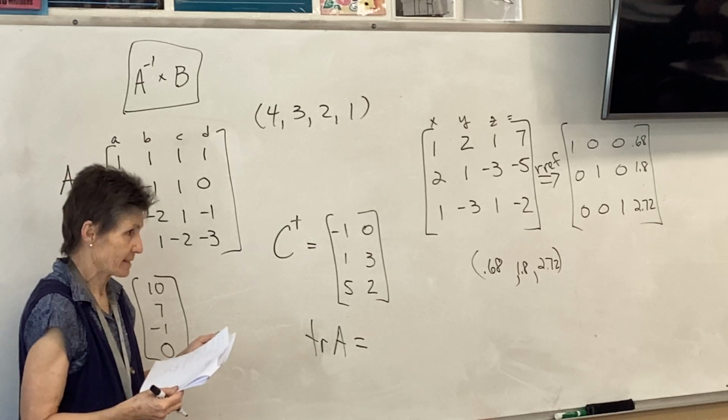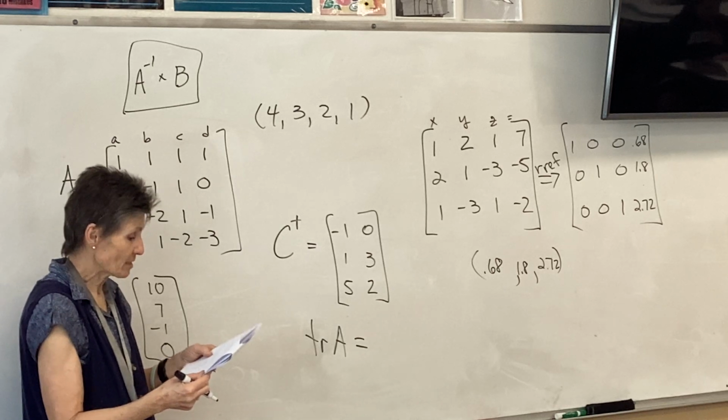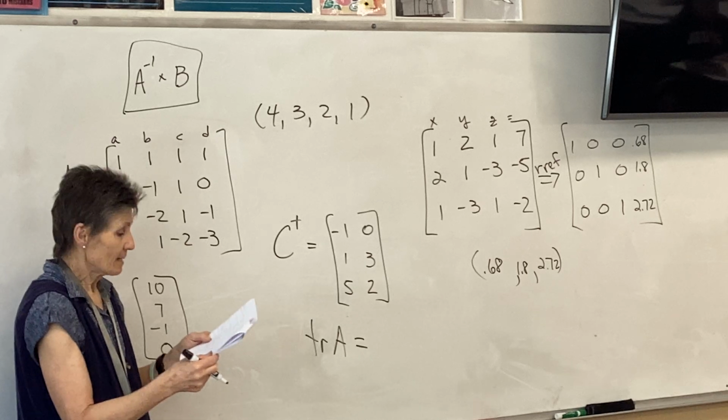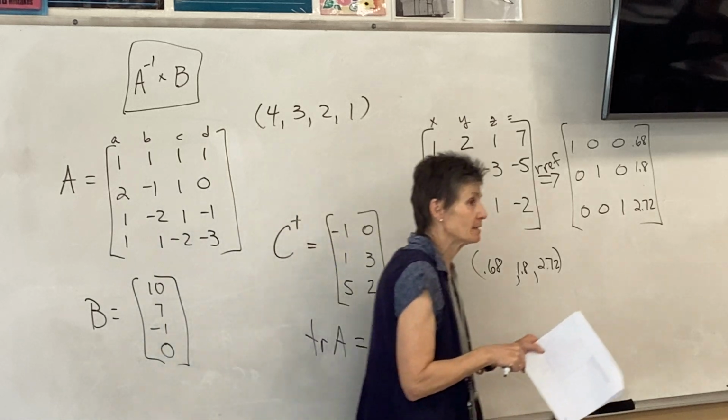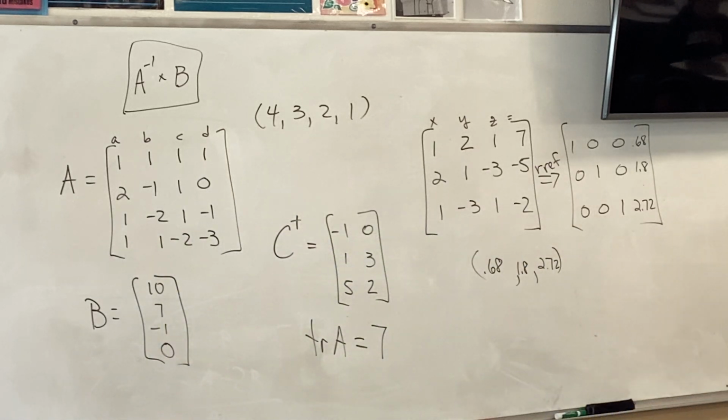That's the trace. For this problem, it would be 7. How did I get 7? Look at matrix A and add up the numbers on the main diagonal. So 1, 1, 5. That's called the trace. Traces can only happen in squares. They're like the determinant, it's always the main guy, and it's always the main diagonal. So it's just add them up: 1 plus 1 plus 5.